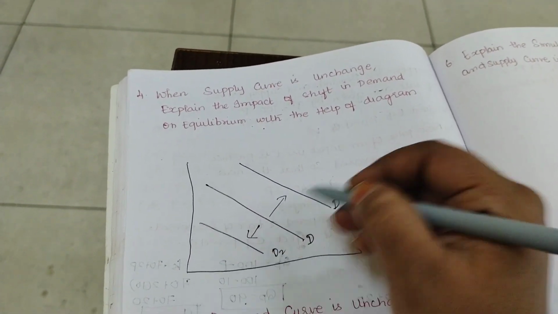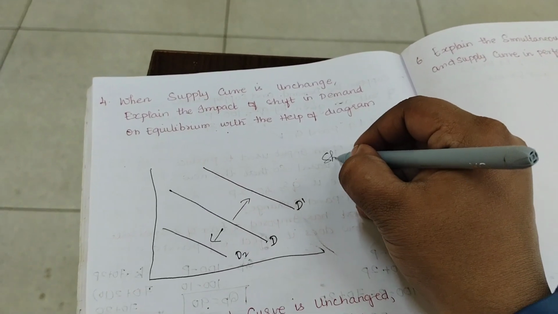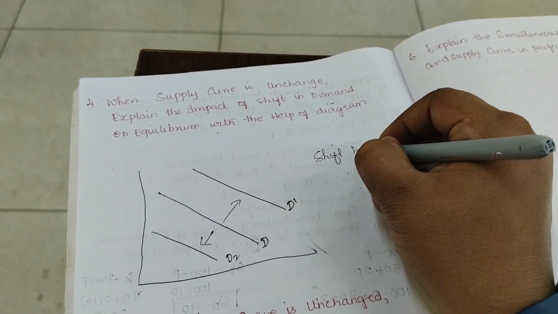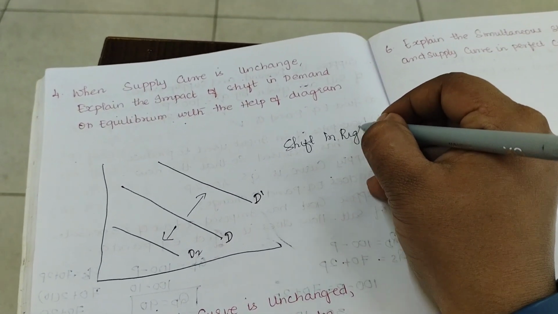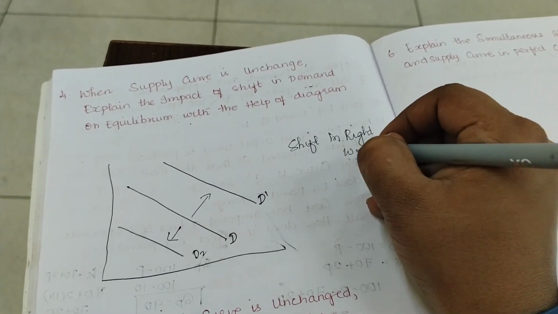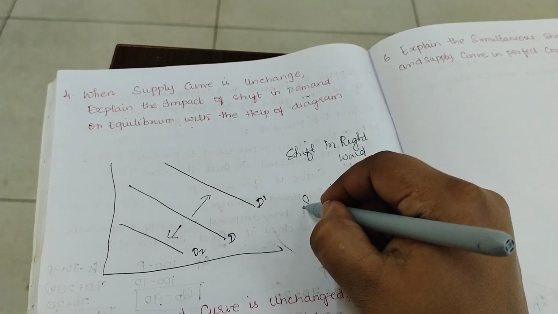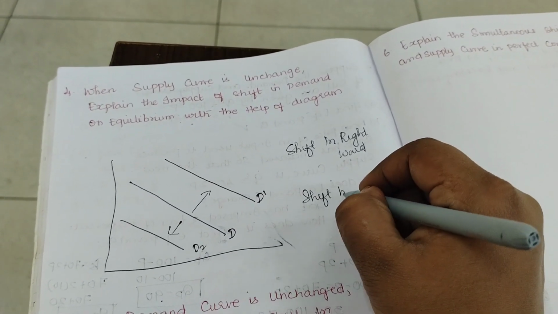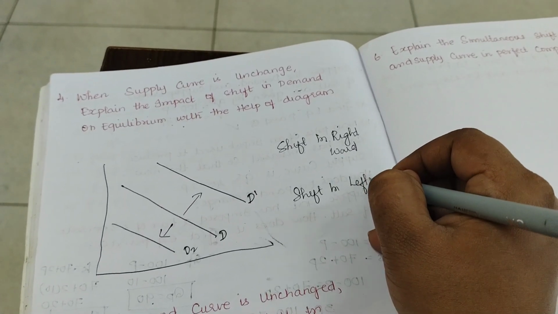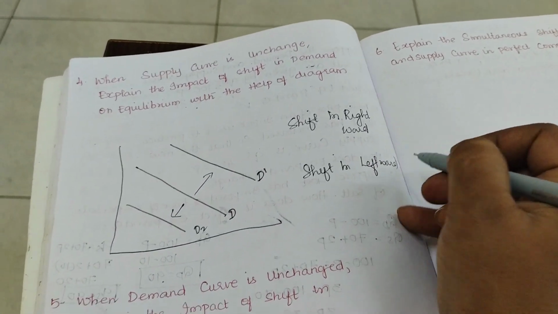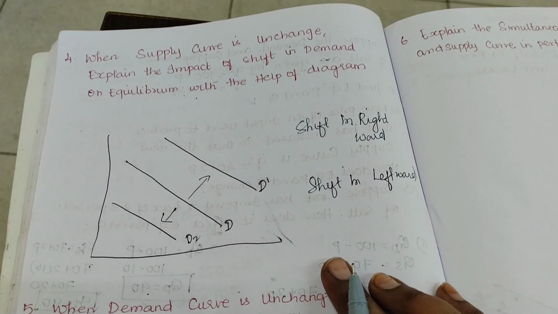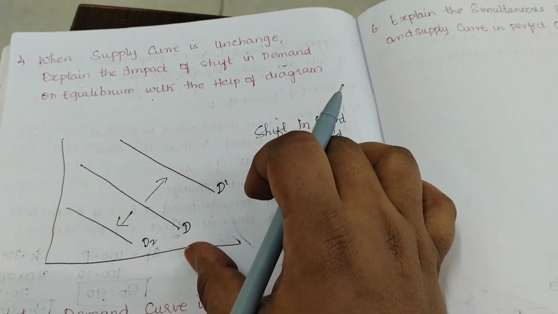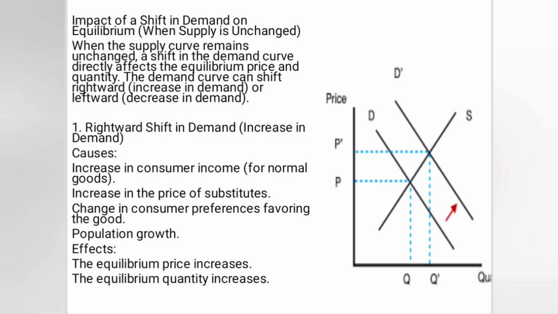So there are various reasons for the shift in rightward and shift in leftward. So the reasons I will be sharing with you, okay. After this I'm going to share with you the theory, the reason for the shifts. Similarly, so this is the answer for that question.